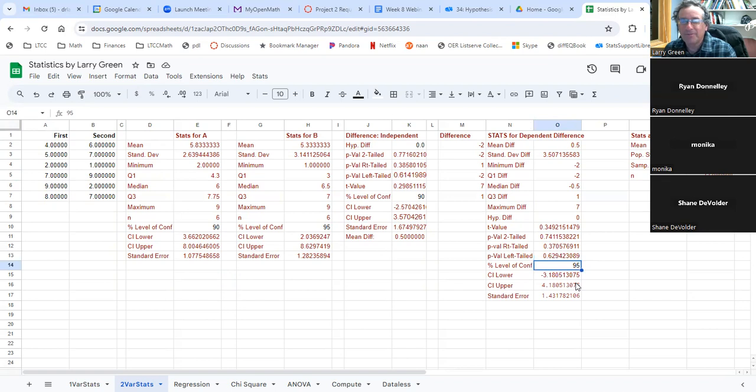Then there's a level of confidence. And just note with this calculator, you do 95, not 0.95. Just the way I made it. And that'll give you the lower bound for the confidence interval and the upper bound. Is that clear? Any questions? It'll also give you the standard error, and that's important. Any questions on finding all these things? If you had independent data, it's going to be very similar. All the same important stuff. Any questions at all on kind of using this spreadsheet?